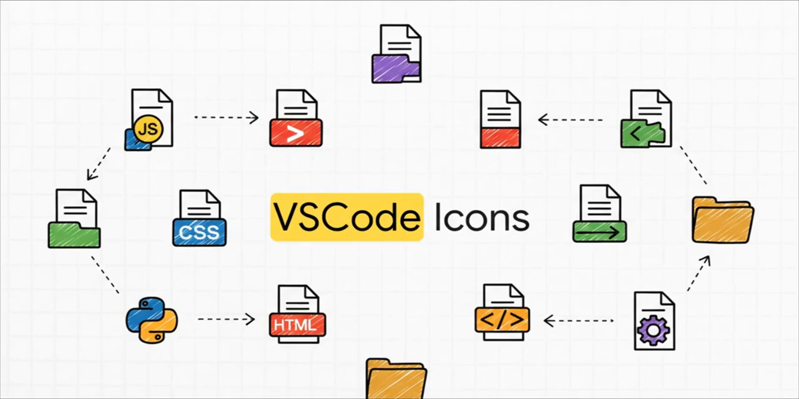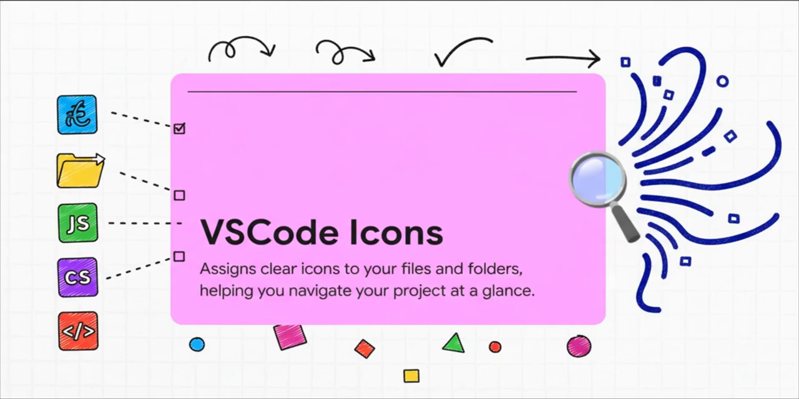Now for something that's more of a visual upgrade, but it has a huge impact on how you organize your projects. Let's get VS Code icons installed. As your projects start getting bigger, that list of files on the side can just turn into a long, boring wall of text. What this extension does is it gives every single file and folder a nice, clear little icon based on what it is. It helps you visually scan through your entire project and find exactly what you're looking for almost instantly.